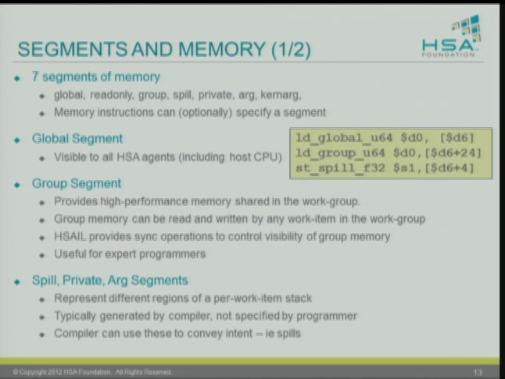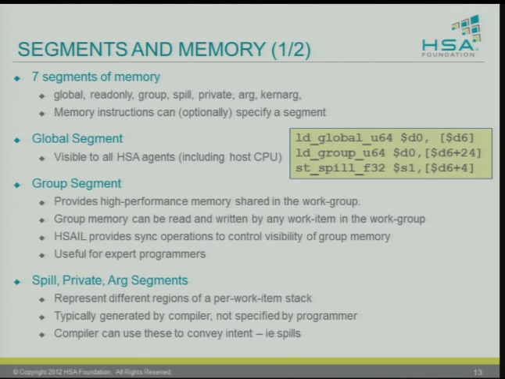So these segments tend to be swizzled, meaning that the first 4 bytes of work item 0 is right next to the first 4 bytes of work item 1, next to 2, so that these common access patterns result in a very tight coalesced access to the memory. So that's another characteristic of these 3 segments.